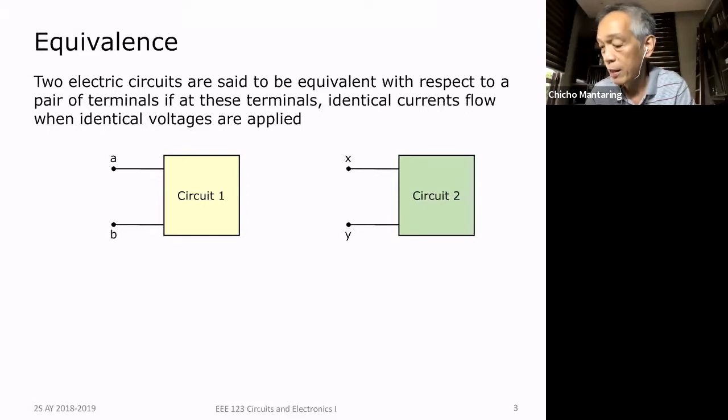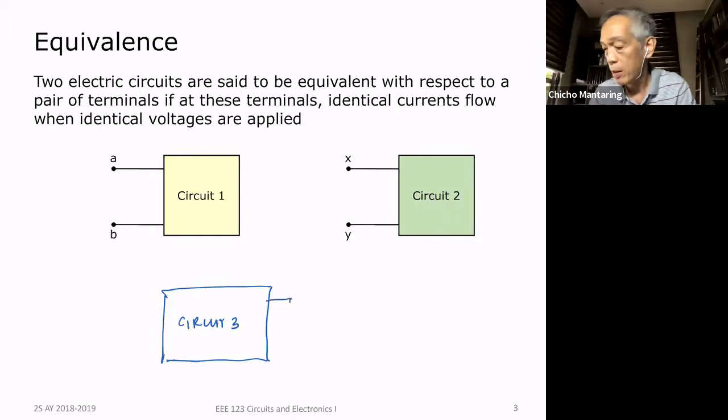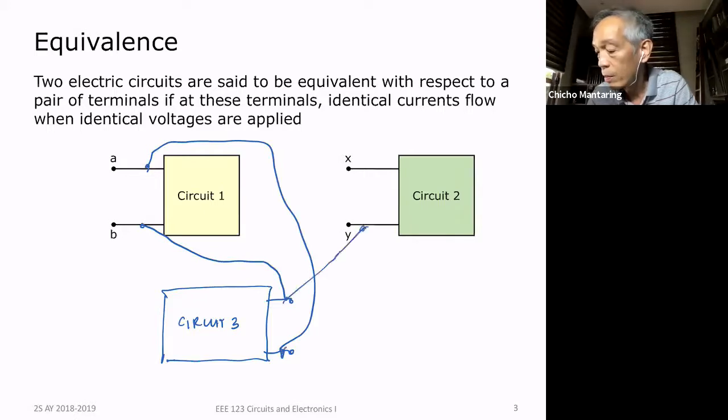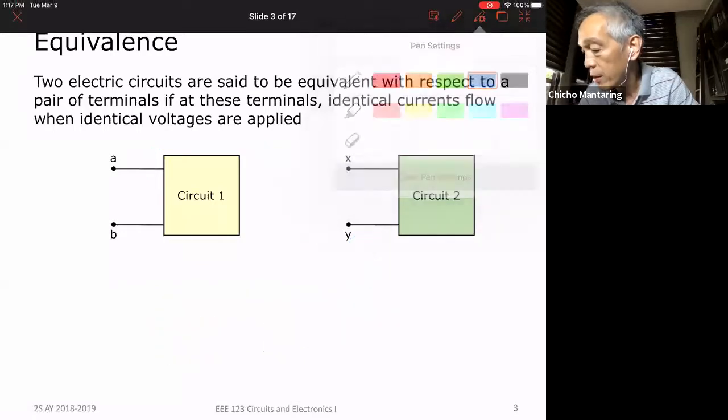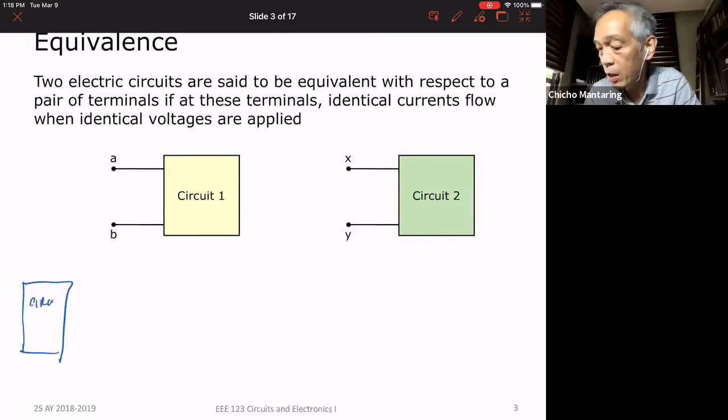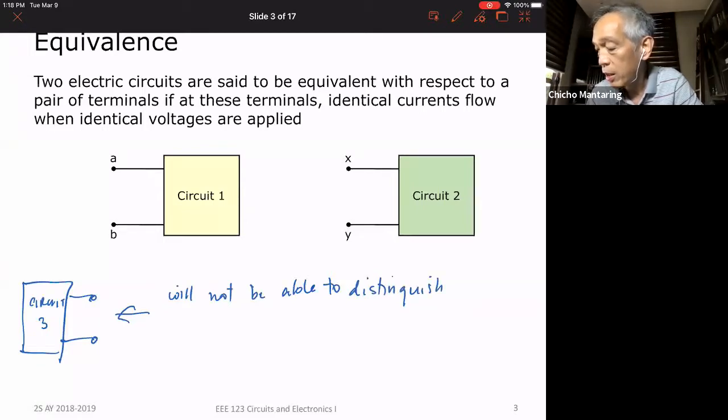Let's say I had a third circuit, circuit three. From the perspective of a third circuit, if I connect circuit one, or I connect circuit two, I should have written it this way, no? Okay, from the perspective of a third circuit, so let's call this circuit three, this will not know the difference, will not be able to distinguish whether it is circuit one or circuit two connected to it.